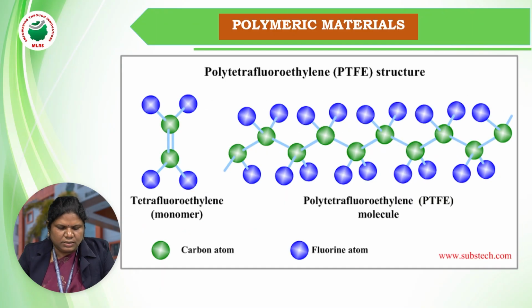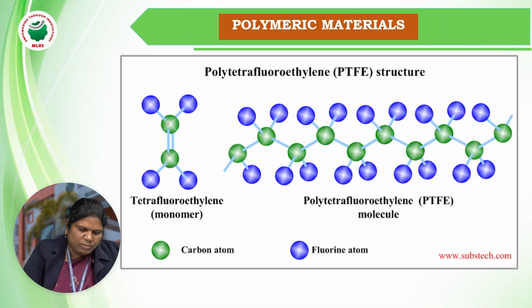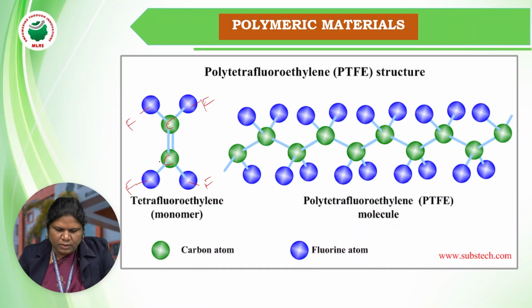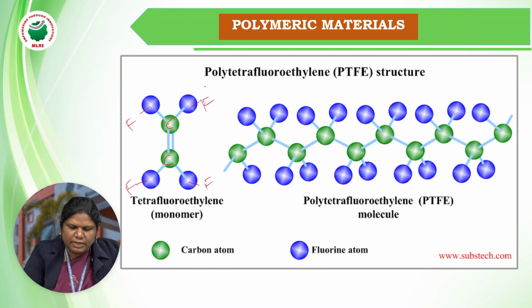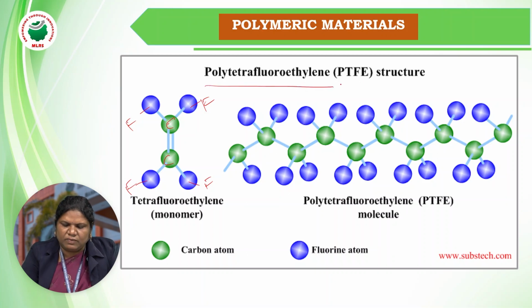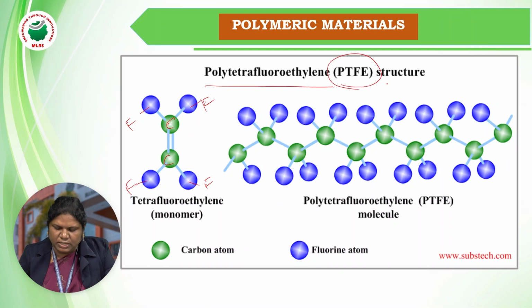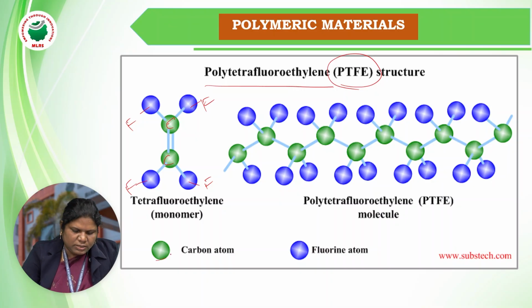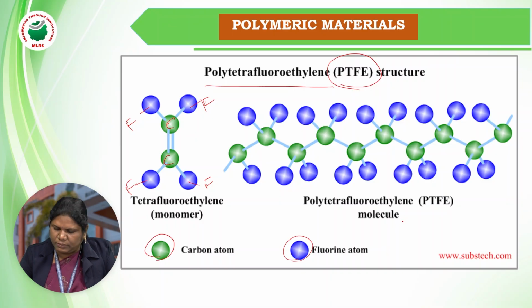We can see here the 3D structure of the Teflon. These are the carbon atoms, and these are the fluorine atoms. When these react, they will form the polymer, polytetrafluoroethylene, PTFE. In short we can say PTFE. The green color represents the carbon atom and the violet color the fluorine atom.